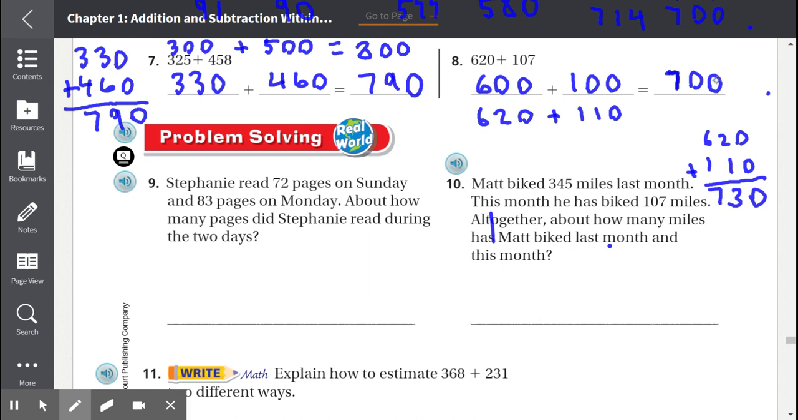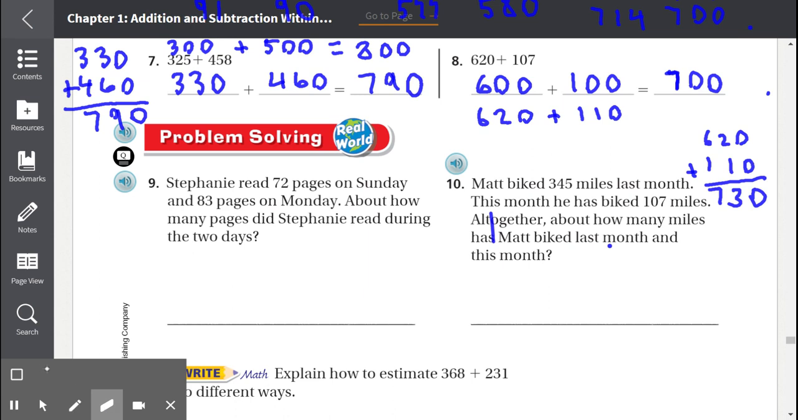Rounded to the nearest hundreds over here, and this one is rounding to the nearest tens. Either or is fine. Remember, we are not looking for an exact answer. We're trying to find something close to the answer.